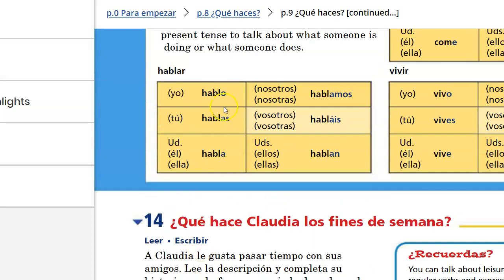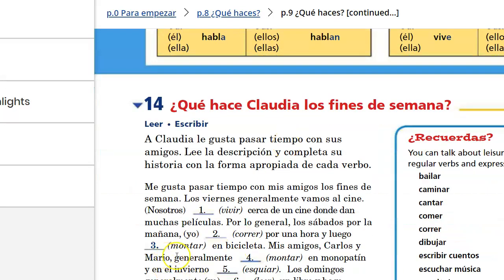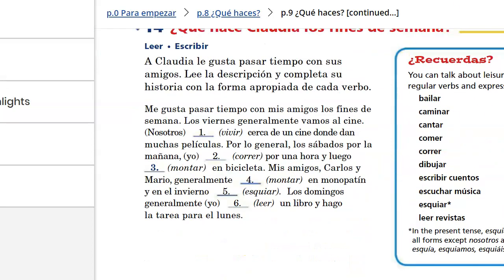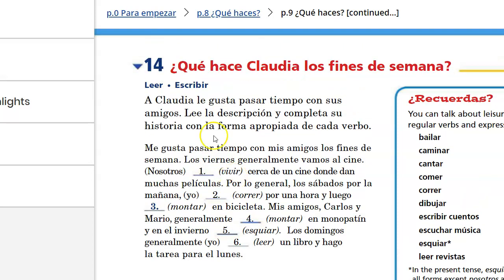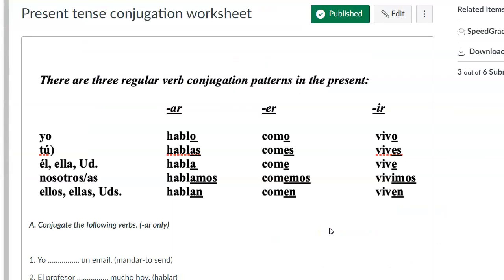So we're going to do montar in the yo form, and that would be monto, using the AR endings here at the top of page 9. Yo monto en bicicleta. So you can knock out 4, 5, and 6. And this is a glossary of common high frequency verbs that you undoubtedly recognize from last year from Spanish 1, that you like to do in your free time for leisure activities. We talked about a lot of these already thus far this year. So that's exercise 14.